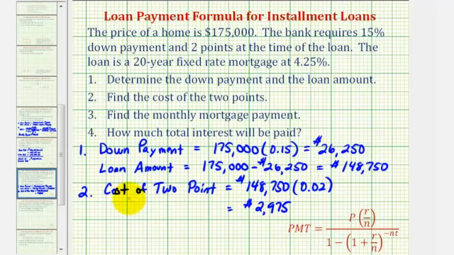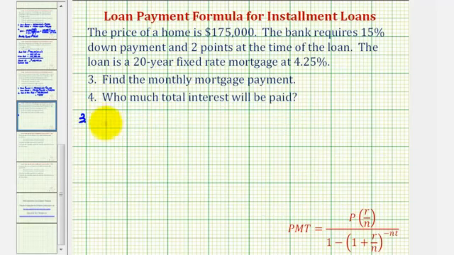So this means in order to purchase the home with this loan, the buyer would have to have the down payment and the cost of the 2 points in order to purchase this home. Now for number three, we're asked to find the monthly mortgage payment, and we'll do this by hand using this formula here, and we'll also verify it using the finance menu on the graphing calculator. Let's go ahead and do this on the next slide.